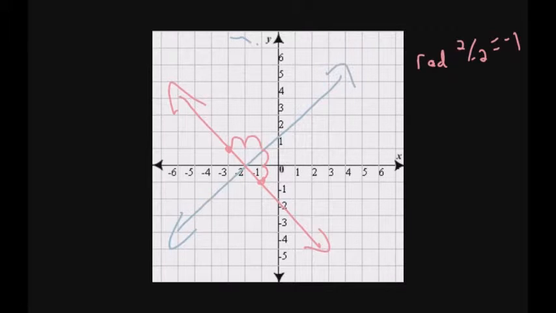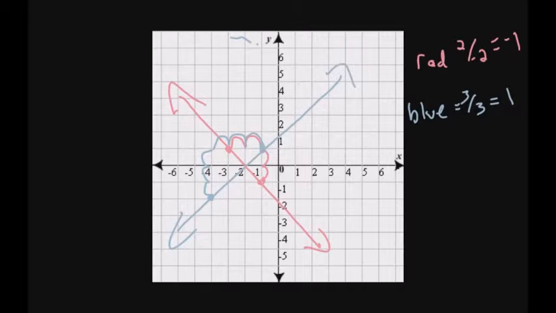Now let's look at the blue line. So we'll say there's a point there and a point there. So we're going up 1, 2, 3, right 1, 2, 3. So the blue line would equal 3 over 3, which equals 1. Now these aren't the same, so they're obviously not parallel.